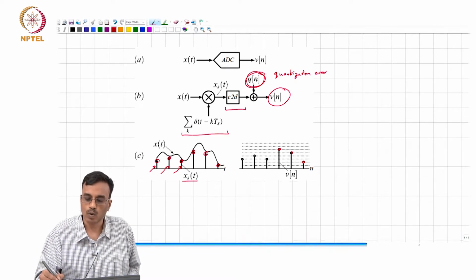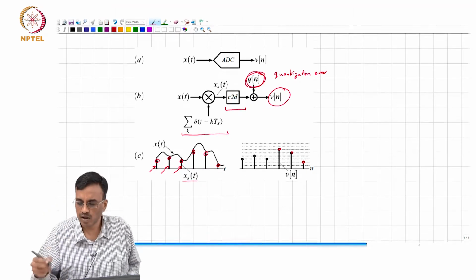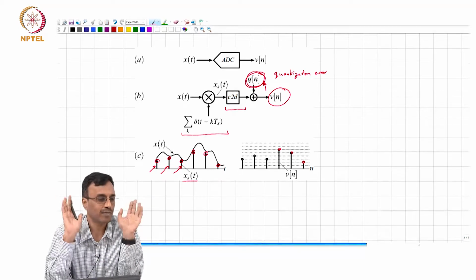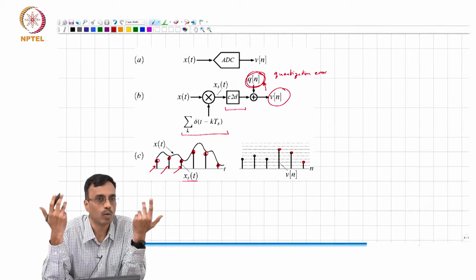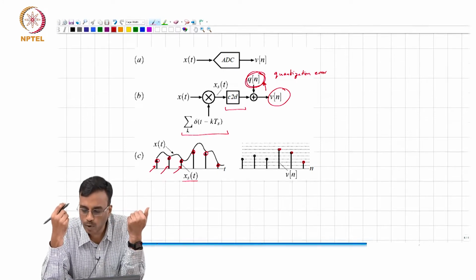And we get the quantizing error. And as I was saying, in your application, you want to make sure that this q of n is sufficiently small, so that for all practical purposes, as far as the system is concerned, you can think of it as being 0. So, that is the job of the A to D converter designer, we do not have to worry about it.